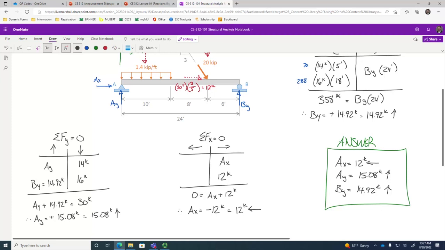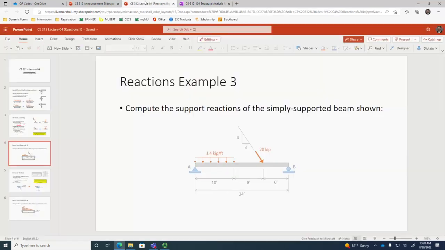Okay. Now I'm going to take this concept regarding inclined loads, and I'm going to complicate it a bit. Because I tend to do that. I'm just kidding. Not really.